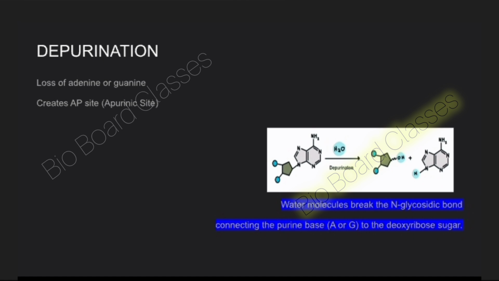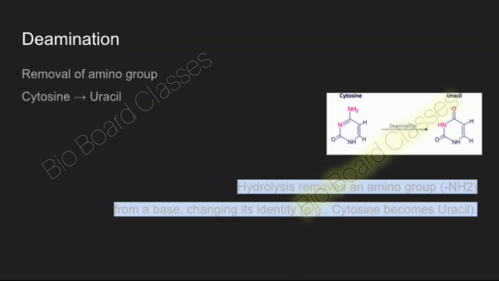Another process is deamination. Here, an amino group is removed from a base. For example, cytosine can be deaminated into uracil. Uracil pairs differently than cytosine, leading to a mutation if not repaired.